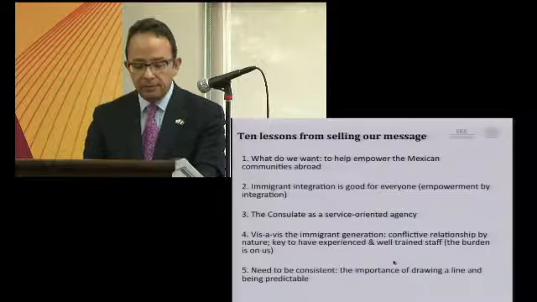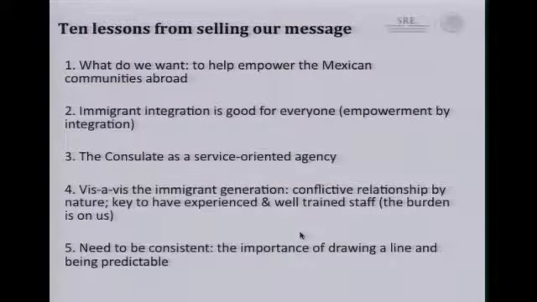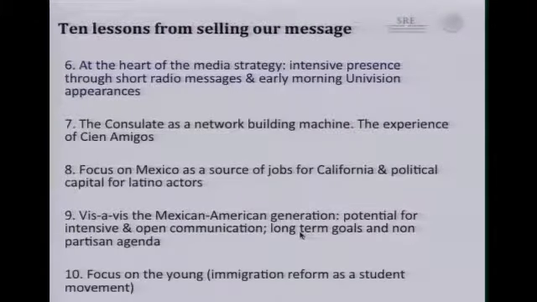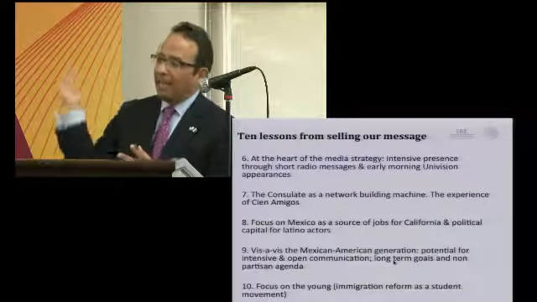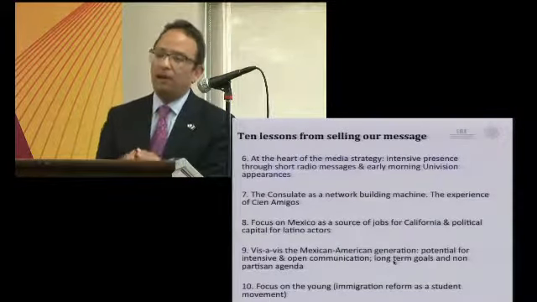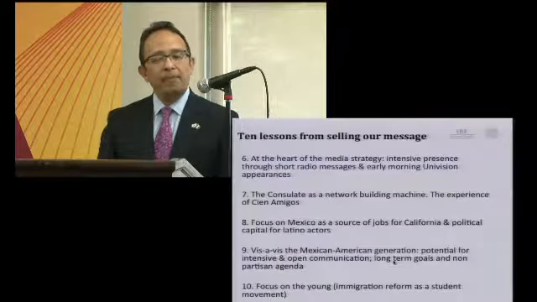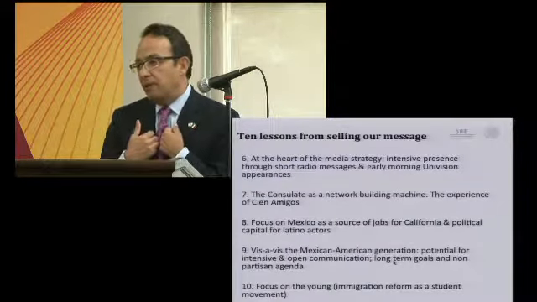Lesson number 6. At the heart of the media strategy, you have to have a lot of presence in Spanish television and short radio messages. We do have Twitter, we do have Facebook, we have very interesting email blasts that some of you, those who gave me your card, will receive soon. And we are pretty active, in my opinion.